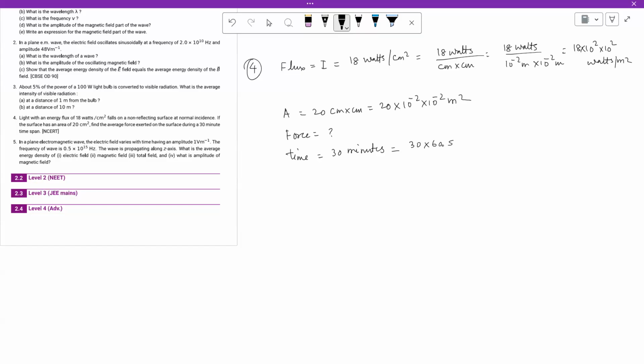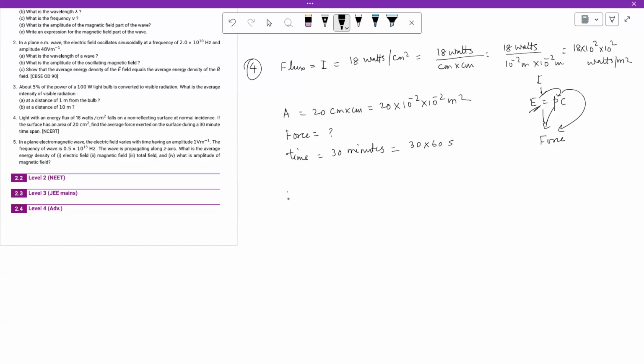These are the things that we know, and these are related to energy. Energy is related to momentum, and momentum is related to force. So we have to think in three steps. First, we calculate energy. From energy, we calculate momentum. From momentum, we calculate force. Clear?